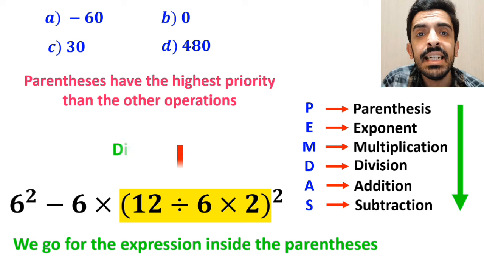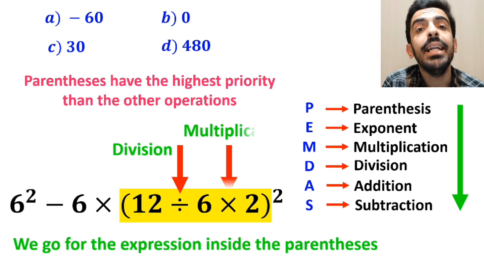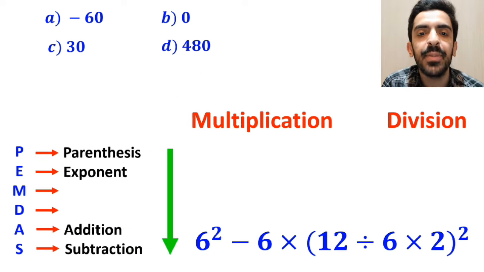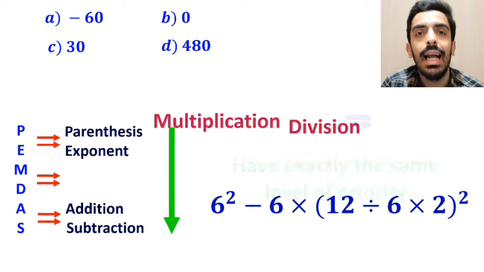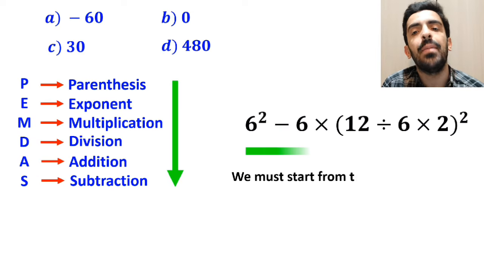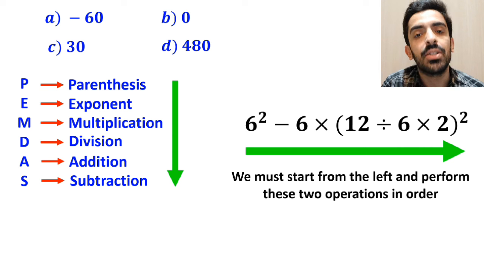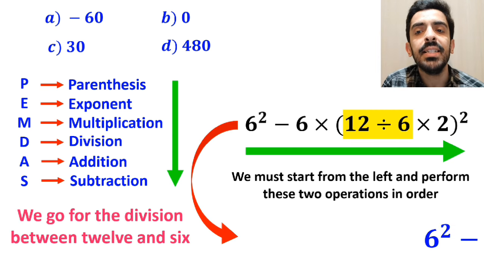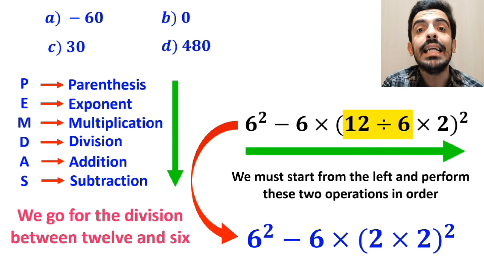Okay, as you can see, inside the parentheses, first we have a division sign and then a multiplication sign. It's very important to note that multiplication and division have exactly the same level of priority. In this situation, we must start from the left and perform these two operations in order. So, first we go for the division between 12 and 6 and write this expression as 6 squared minus 6 multiplied by (2 times 2) all squared.